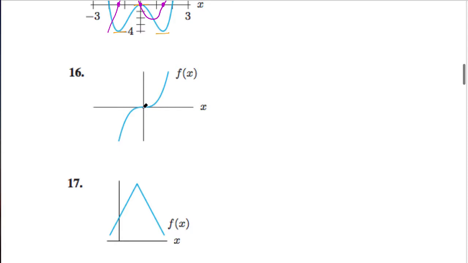For numbers 16 and 17, we have a little bit simpler now. So we only have one location, it appears, where the slope is approximately 0, and that is right here at the origin. So we will have a value of 0 for our f prime of x right at the origin. To the left of this, we have a positive slope, and to the right of this, we have a positive slope as well. Well, what does that mean?